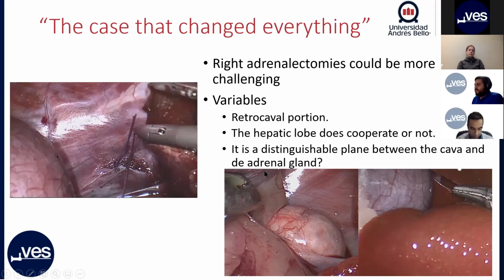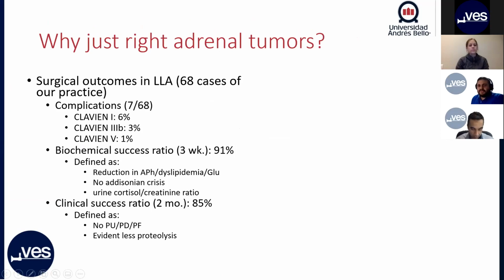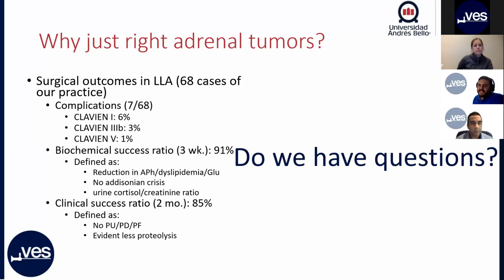So why just right adrenal tumors? This is a summary of our surgical outcomes of transperitoneal left adrenalectomies. Major complications don't exceed 4%. Biochemical and clinical goals are reached at a high rate and in a limited period of time. And that's why I think we don't have any question here. Probably our case selection criteria and action procedures are working just fine. Until now, at least.